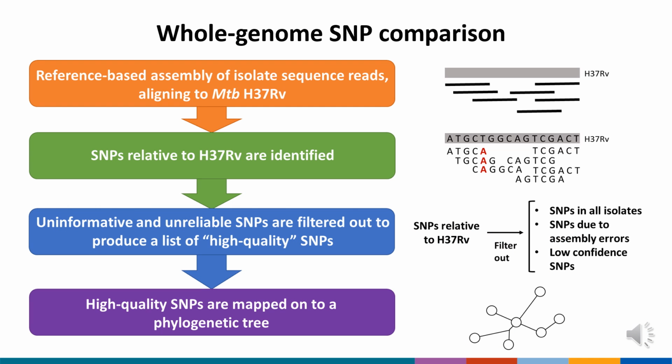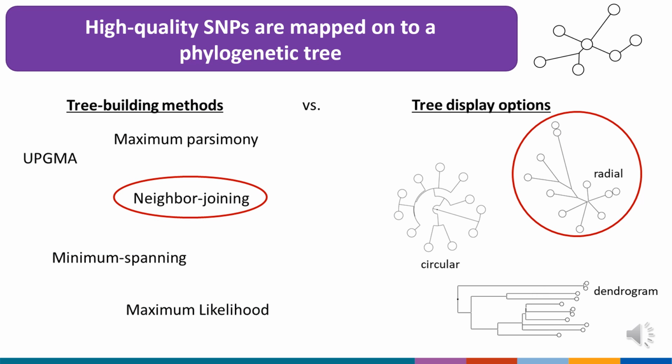So far, we aligned the sequence reads of the isolates to the reference H37Rv, identified SNPs, and then applied the filters to produce a list of high-quality SNPs. For this cluster of 3 isolates, we were left with 11 high-quality SNPs, and now the last step is to map the high-quality SNPs onto a phylogenetic tree. We map them onto a phylogenetic tree so we can visualize the evolutionary relationships among the isolates.